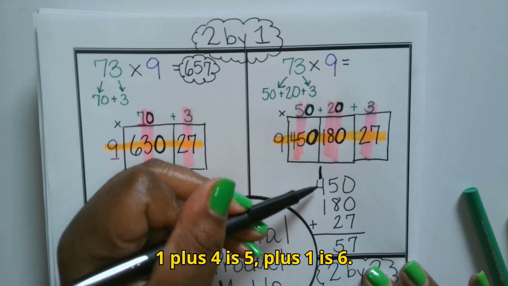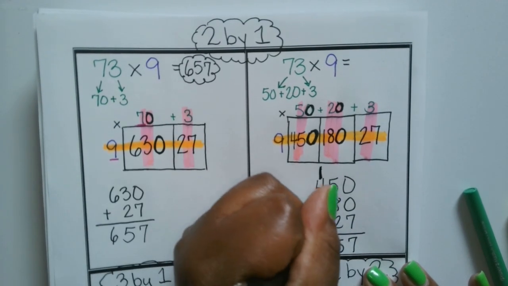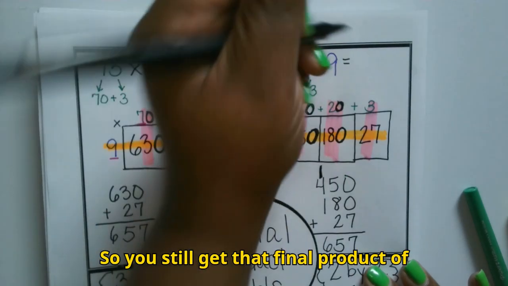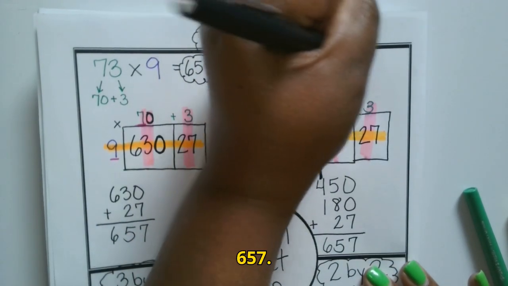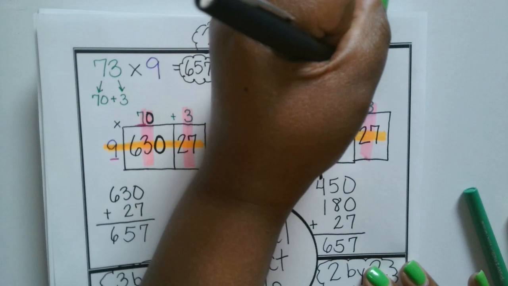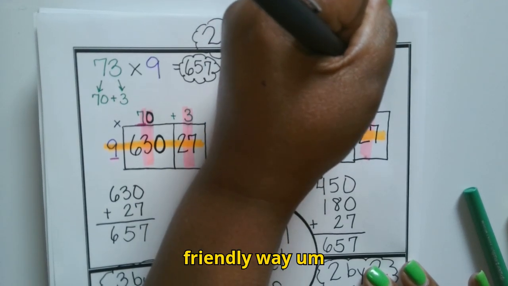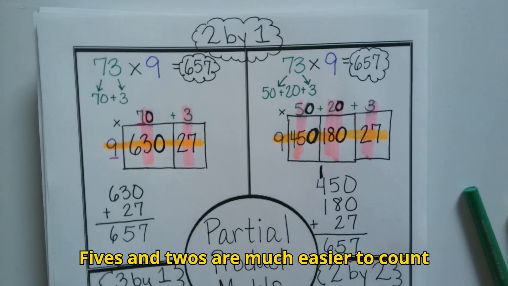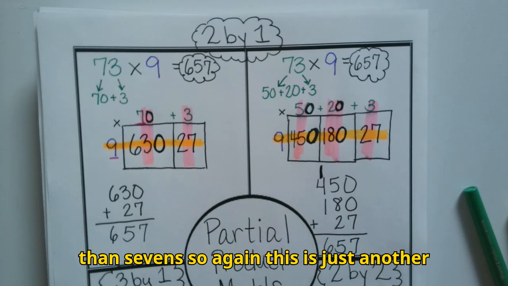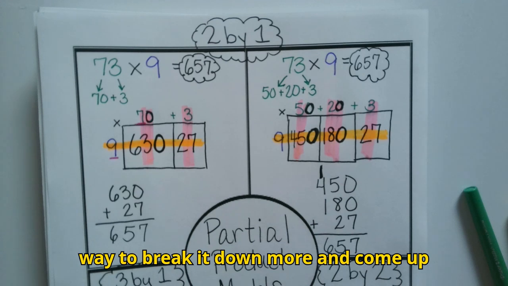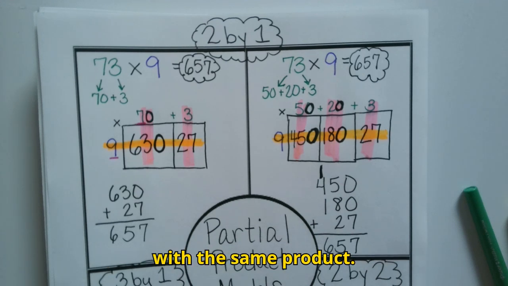1 plus 4 is 5. Plus 1 is 6. So you still get that final product of 657. You're just decomposing in a more friendly way. 5s and 2s are much easier to count than 7s. So again, this is just another way to break it down more and come up with the same product.